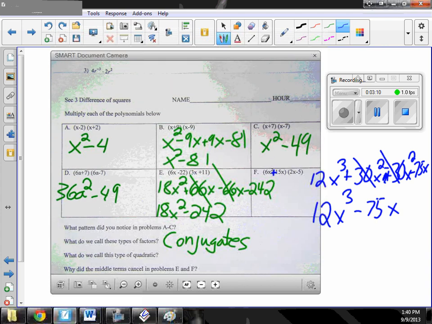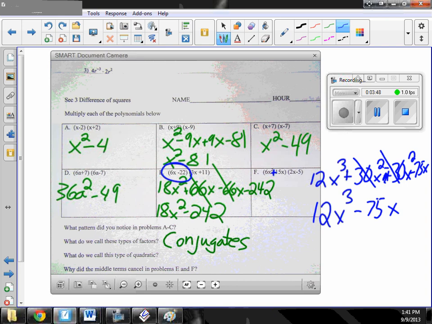How come they canceled? They're not conjugates. They add to 0, but I thought it was only conjugates that created middle terms that canceled. And that's true. Look carefully at this factor. How does that factor compare to the other factor? It's exactly double. So it is a conjugate, but there's a little 2 hidden in there.